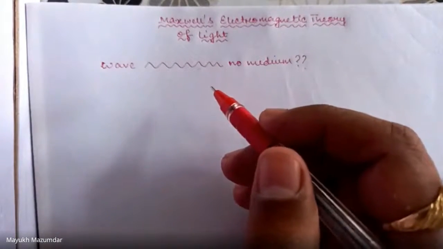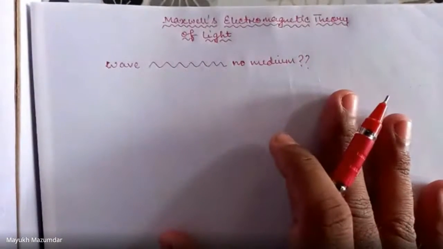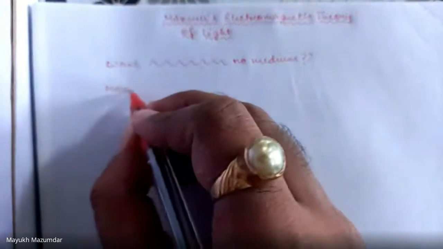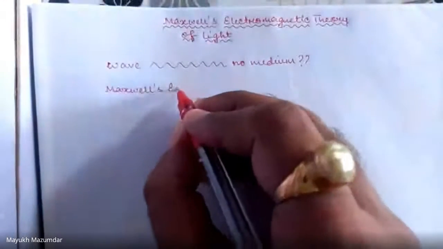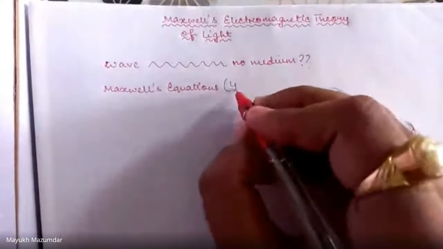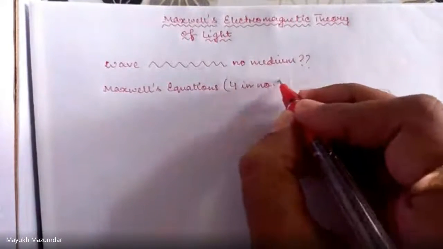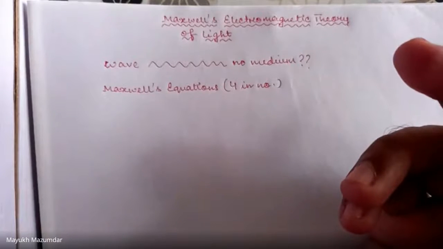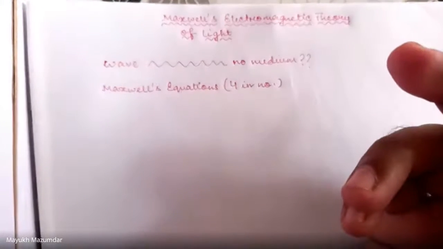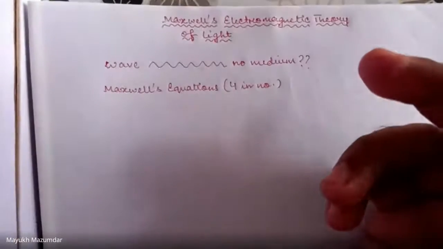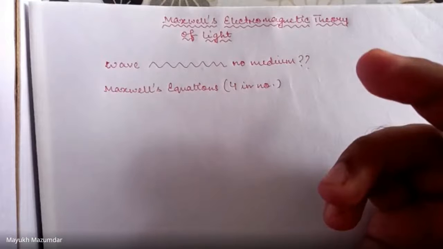So to answer this came Maxwell. When he was working with his electromagnetic theory, Maxwell's equations, these things I think you will be studying in the last semester. They are four in number. So these equations contain the entire electricity and magnetism. That is what Richard Feynman said. So Maxwell could confirm that electric field and magnetic field are continuously dependent on each other.